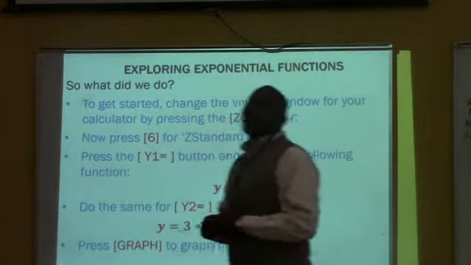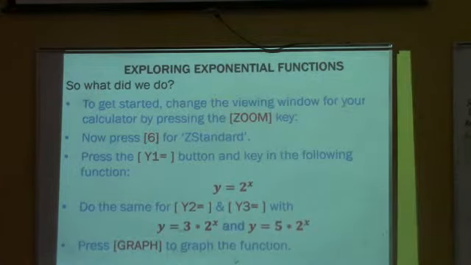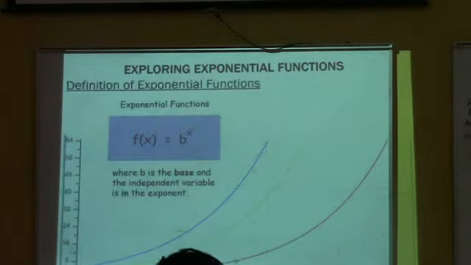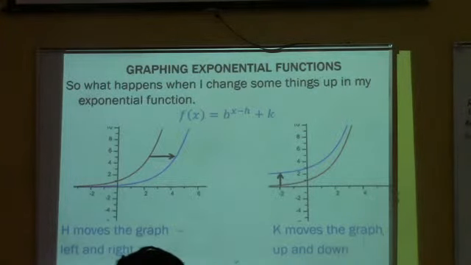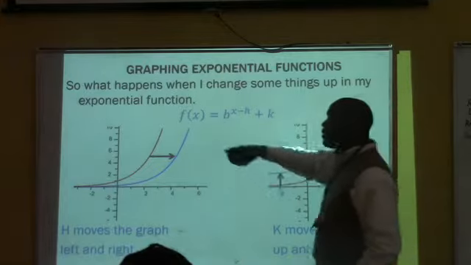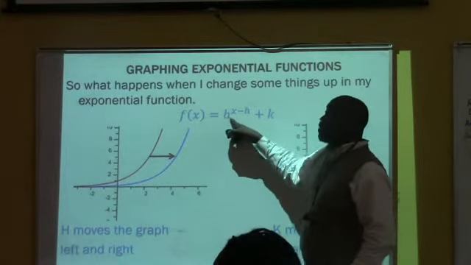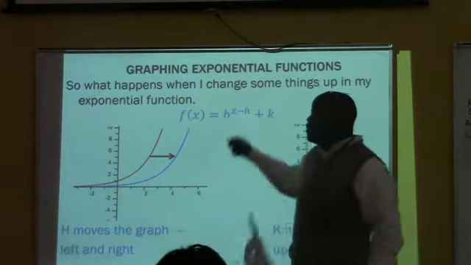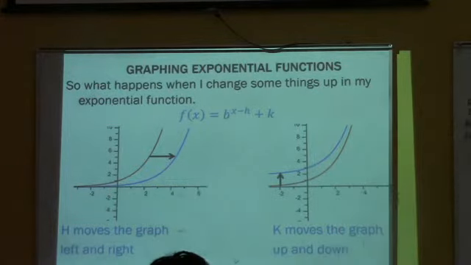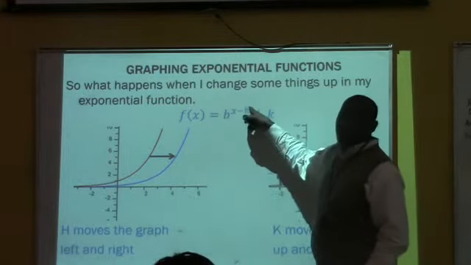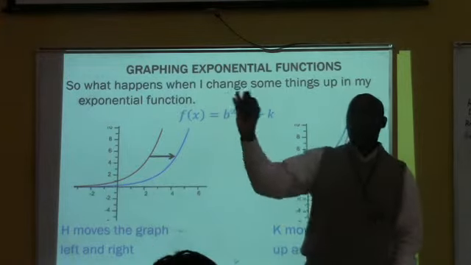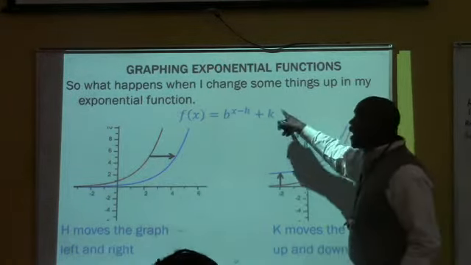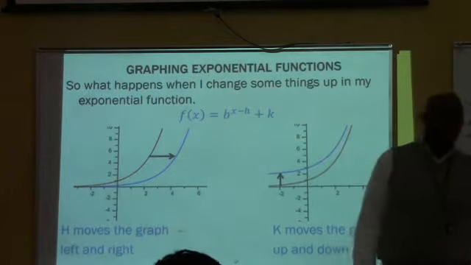So here's a little bit of notes for you guys. What happens when I change some things up in my exponential function? Our exponential function can be written as b^(x minus h) plus k. So when we make changes to h, ladies and gentlemen, it moves the graph left to right. If we make changes to k, it moves it up or down.